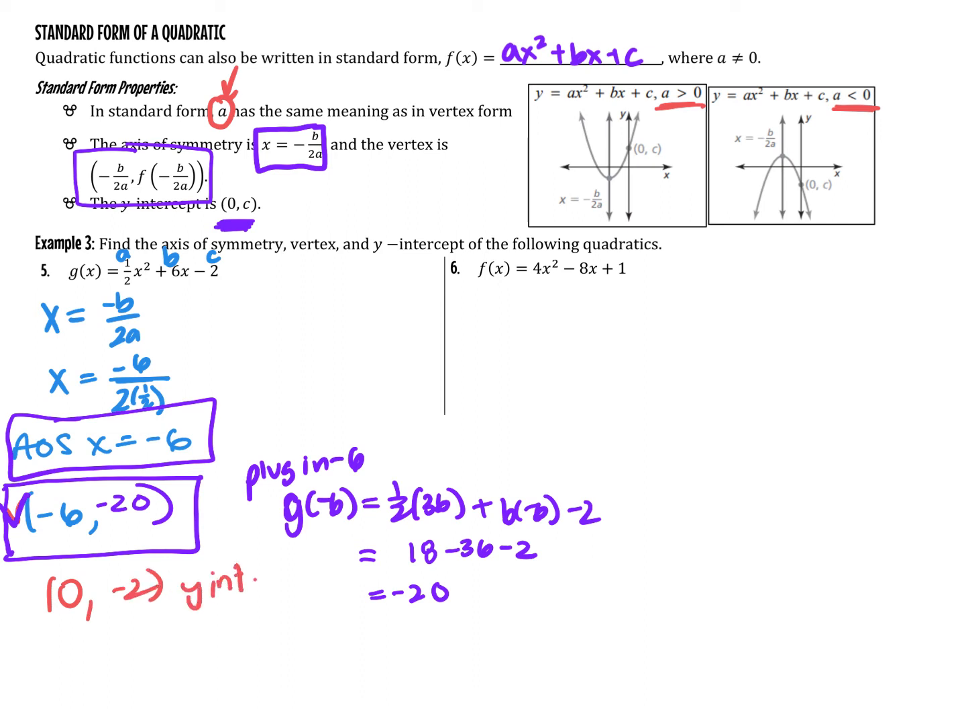This is our y-intercept. Now, we aren't asked this, but this opens upward since a is positive, which means we could talk about increasing and decreasing. It's going to decrease from -infinity to -6, and then it's going to increase from -6 to infinity, right? Because we're looking at the x value of the vertex.